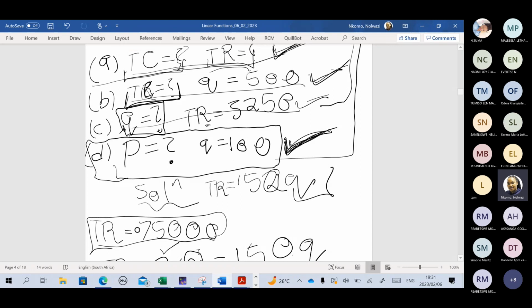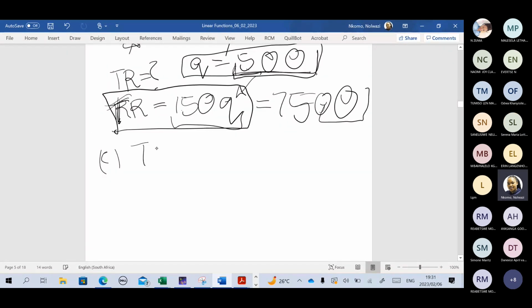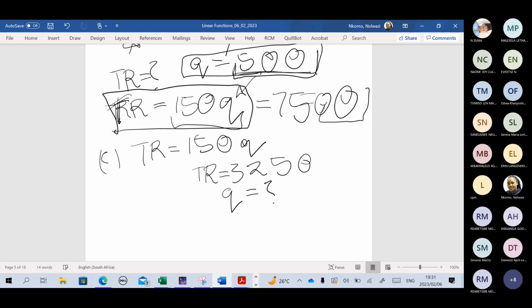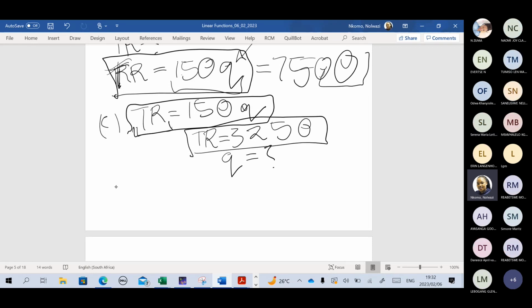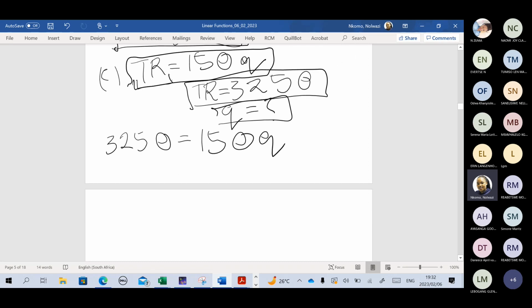The next question was to find the quantity if the total revenue is 3,250, right? We said the total revenue is 150 Q. And now they tell us that the total revenue is 3,250, and we are asked to find Q, right? If you come across anything like this, you'll go back to your function which represents the total revenue. Where there is a total revenue, you'll substitute the total revenue with this amount. So this means we have 3250 is equal to 150 Q, right? And we are asked to find Q. So the next step after substituting is to make Q the subject of the formula, right?